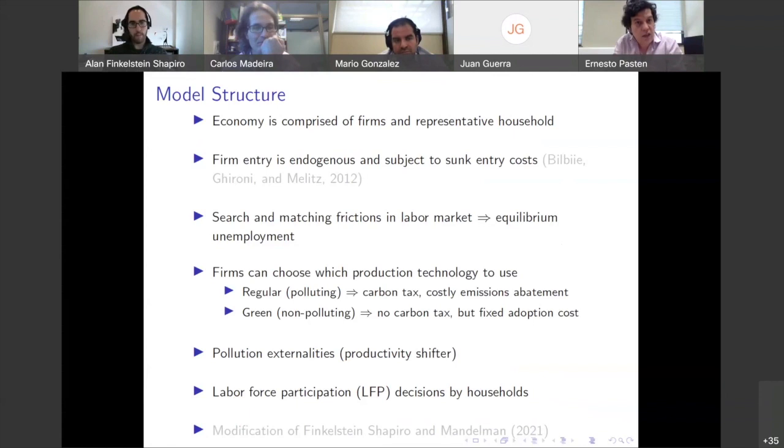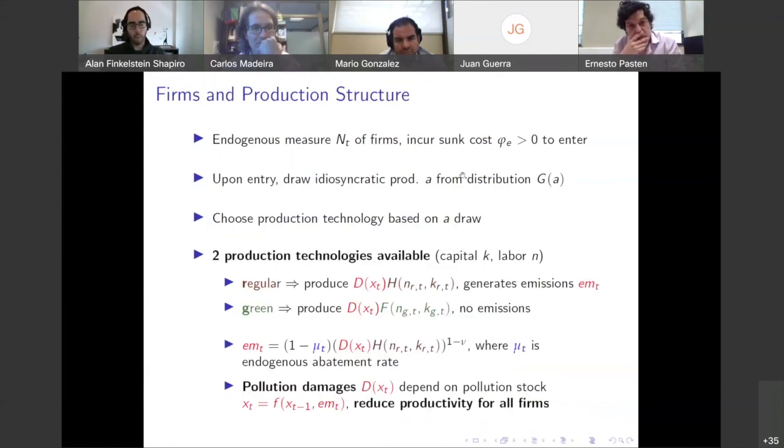So maybe let me answer this question, I think in the following slide, where what you have to do is when you enter the market, you draw your productivity from a given distribution, and that draw basically remains the same until you end up exiting for exogenous reasons. And based on that draw, you end up choosing which technology you use. So that draw in turn is going to determine effectively which technology you end up using, if that makes sense. Does that answer your question? It answered mine. I'm not sure about Mario's.